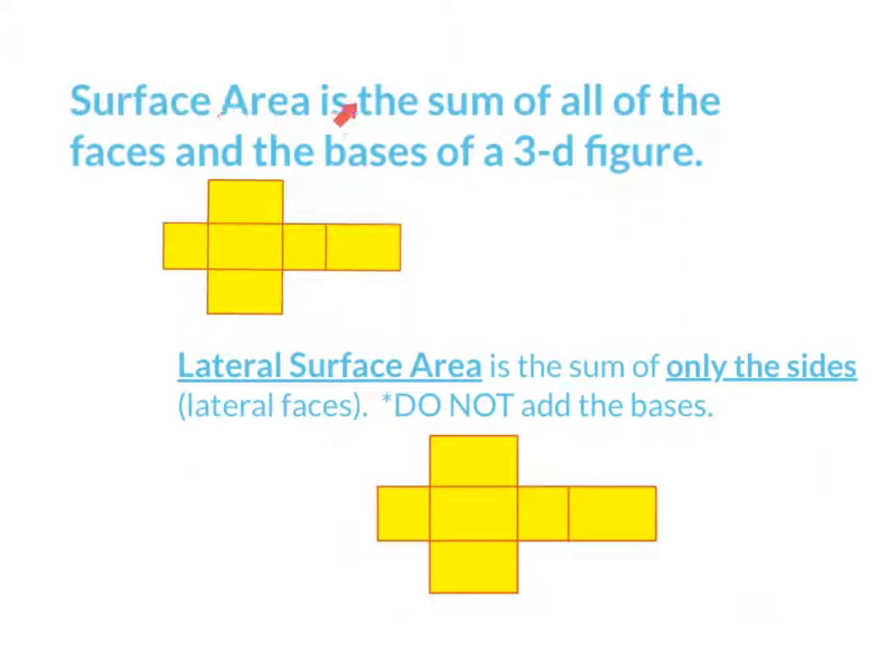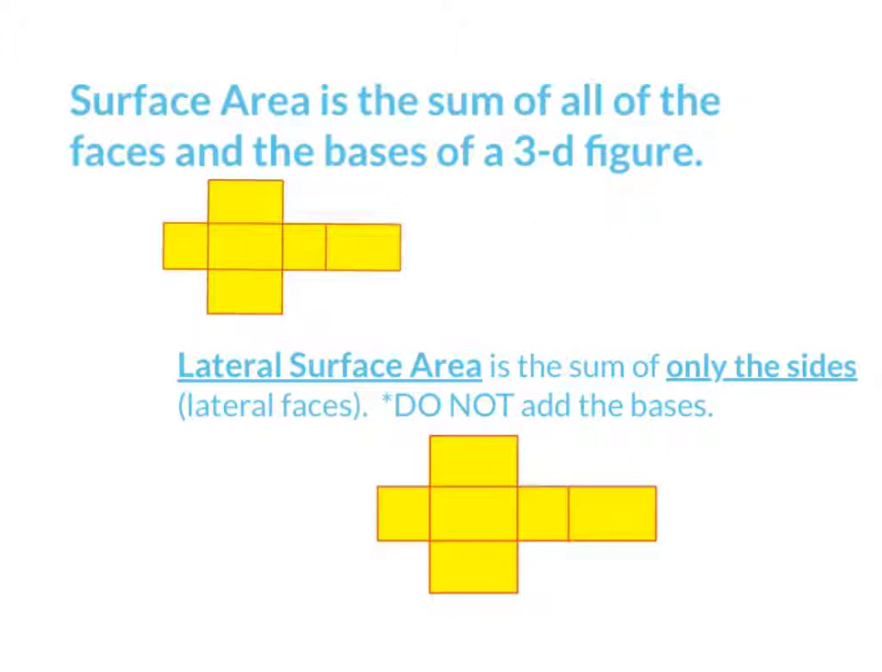So surface area is the sum of all the faces and the bases of a 3D figure, which means I'm going to find the area of each one of these pieces which would construct the 3D figure. Now the difference is lateral surface area, it's only the sides, only the faces that are going to be included.